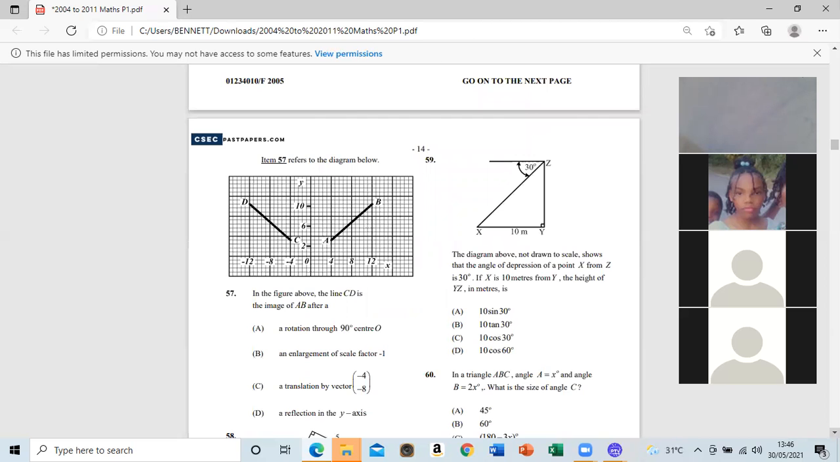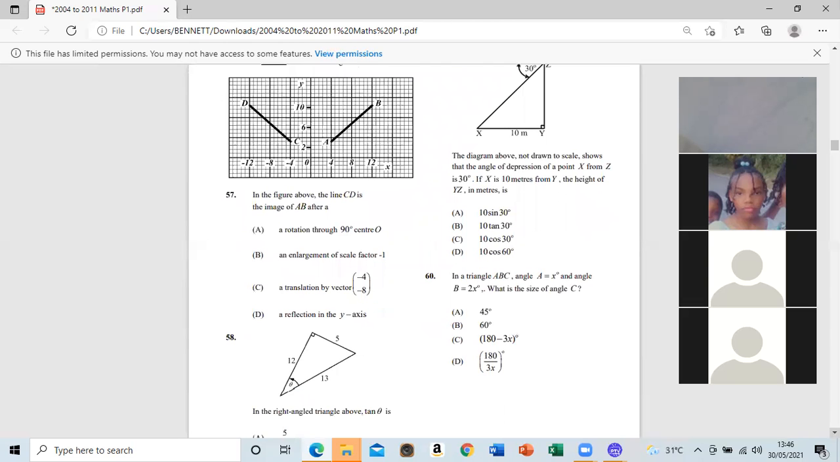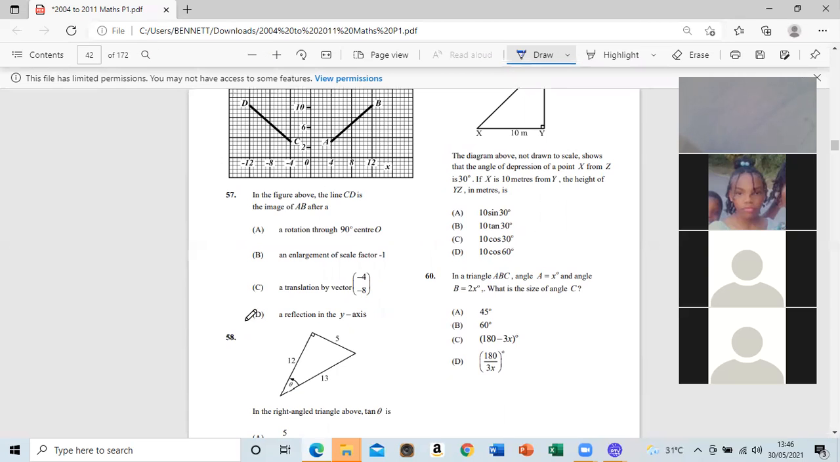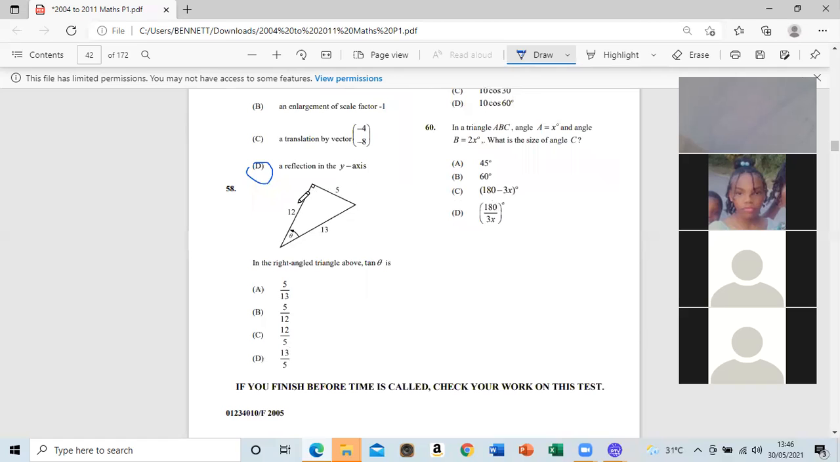We did this one earlier, I think. The image above, in the line CD, the image of AB after reflection in the y-axis, right? I did identify it earlier. The reflection. Pythagoras theorem, you know. No, sir, didn't we do this already? We did this one already. Opposite. B, sir. 5. Yeah, 5/12.